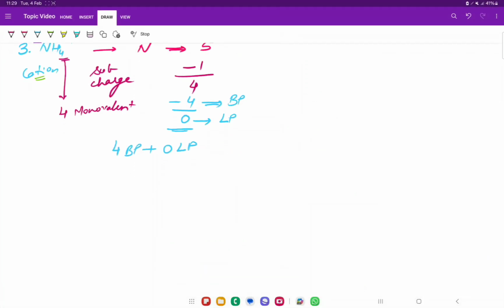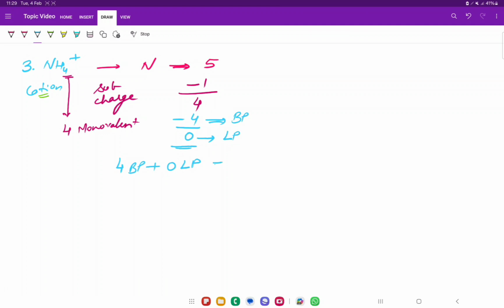So I can say the NH4 plus ion has a tetrahedral shape, and bond angle is 109.5 degrees, a regular geometry and bond angle.